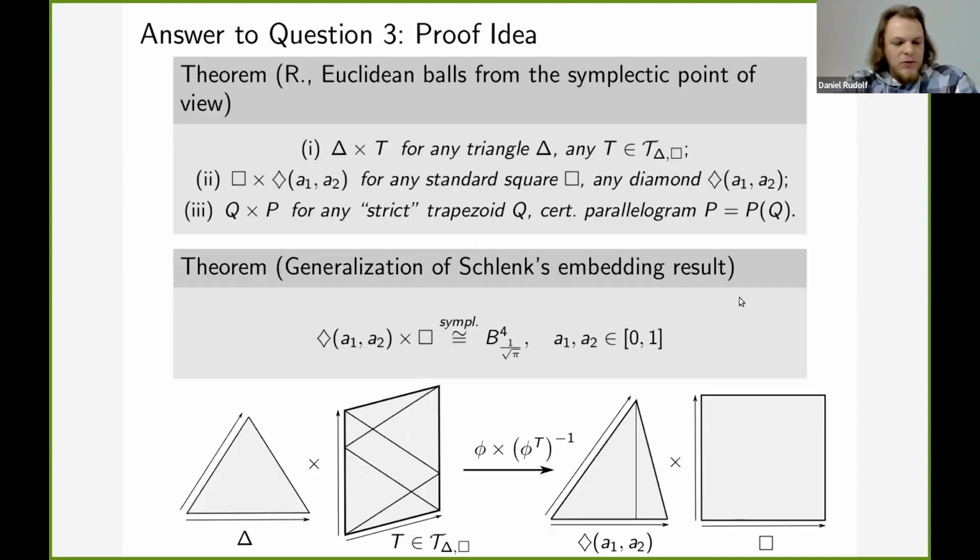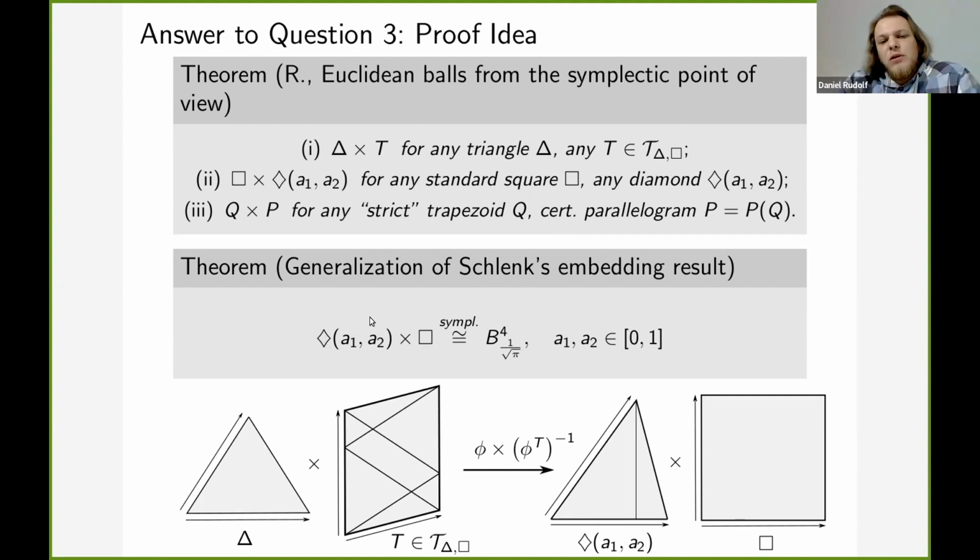Okay, then the answer concerning the proof concerning the answer to question 3. So which of these equality cases can be proven to be symplectomorphic to a ball? This result relies on an embedding result by Felix Schlenk, which says that if we have here a diamond when A1 and A2 are between 0 and 1 and a square, then the Lagrangian product is symplectomorphic to a ball. And I think this result was already known, rigorously proved only for special choices of A1 and A2, for example, if the diamond is a triangle. But I proved this now for general A1 and A2.